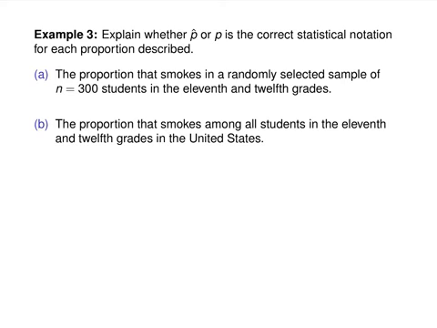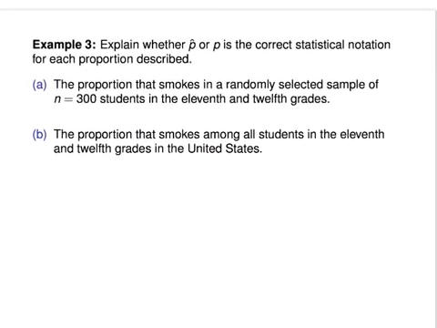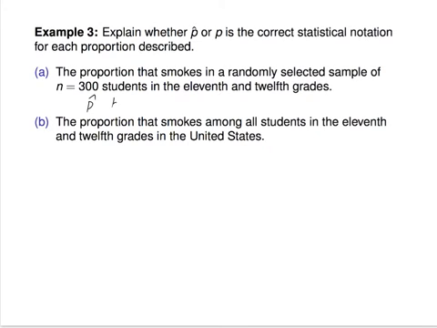Okay, so first of all, explain whether p hat or p is the correct statistical notation for each proportion described. So the proportion that smokes in a randomly selected sample of n equals 300 students. Is that a p hat or a p? That's a p hat, because it's a sample statistic, or it would be if you actually knew the numbers they gave you. The proportion that smokes among all students in the 11th and 12th grades in the US, that should be p, because it's from the population.